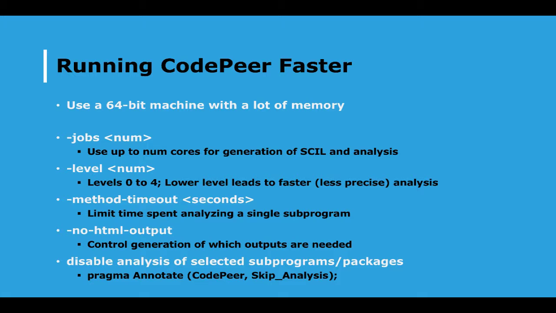You can also control how much time CodePeer is willing to spend on an individual subprogram. The term method here is inherited from object-oriented programming, and we use it for this particular option, which lets you control how many seconds CodePeer will spend analyzing a single subprogram. It has defaults for all of these different options, and the defaults allow you to use CodePeer out of the box, but after some amount of use, you may discover that you'd like to tune some of these options, and these are some examples of options you have control over.